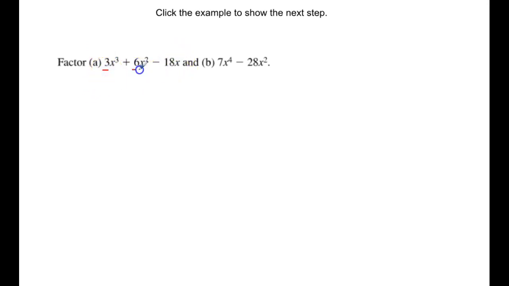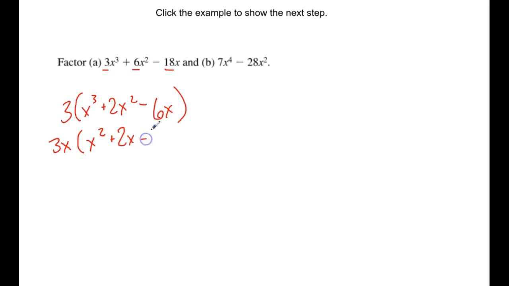So I see that each term is divisible by 3. So I'm going to go ahead and pull that 3 out. So 3x cubed divided by 3, I end up with x cubed, plus 2x squared minus 6x. So I look and I just double check. Well, now I also notice that each term has an x, so I can go ahead and factor that x out as well. So now I'm left with x squared plus 2x minus 6.